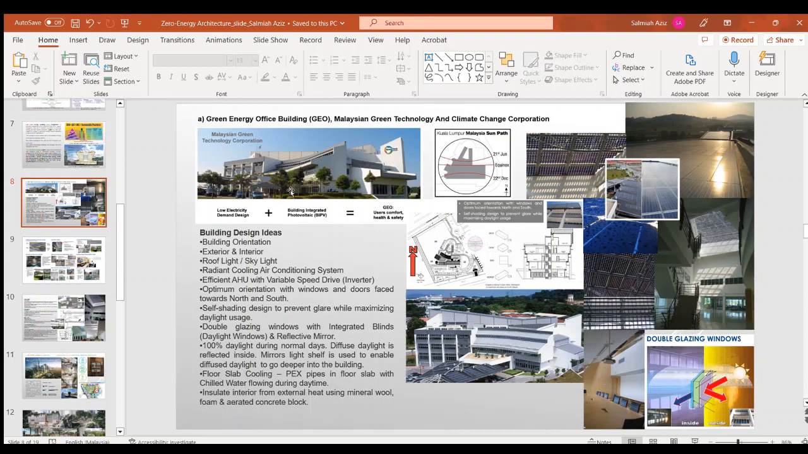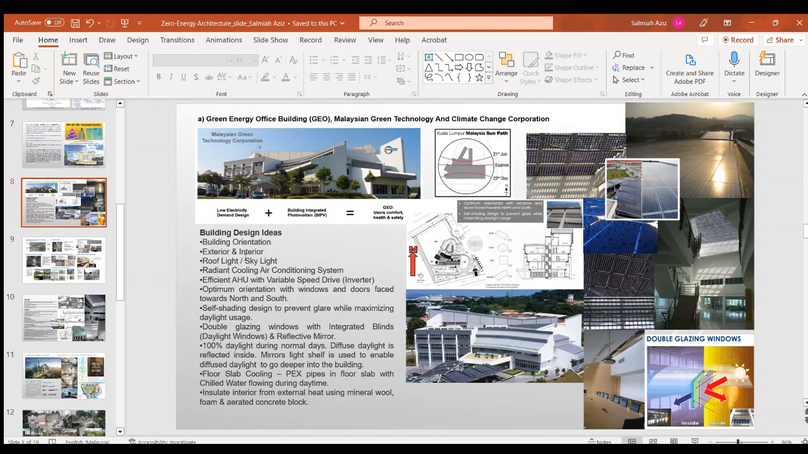If we look into the components of the green building, they include low electricity demand design and also building integrated photovoltaic, BIPV. The solution is user comfort and also health and safety. So this is the output of the design, by the way.